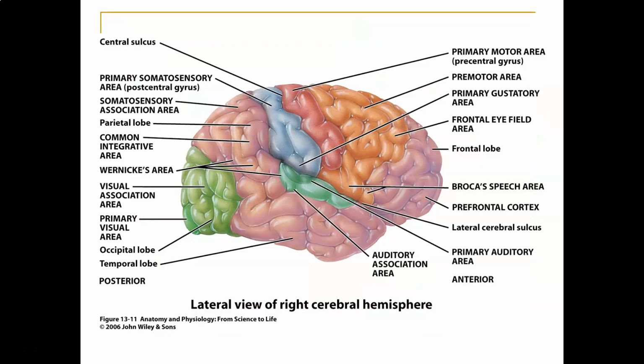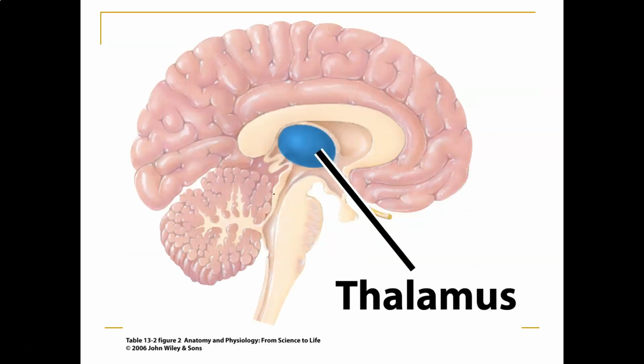Okay, so that's the cerebrum with its cerebral cortex, the basal nuclei, and the white matter. So next we're going to talk about the diencephalon, which is divided into the thalamus, which is shown here, the hypothalamus, which is below it, and you can't really see it because of this pointer going through it, but that's where the hypothalamus is.